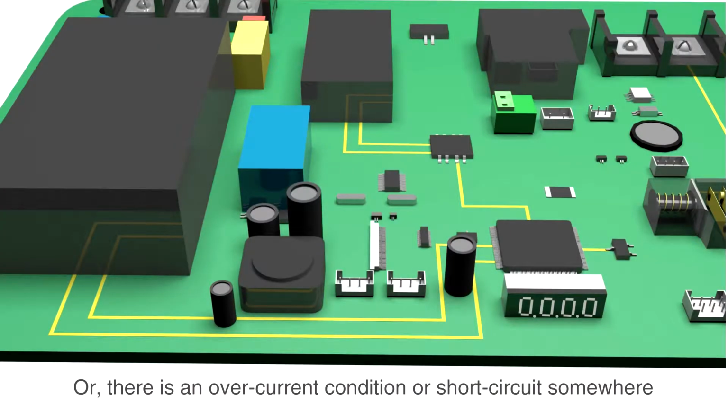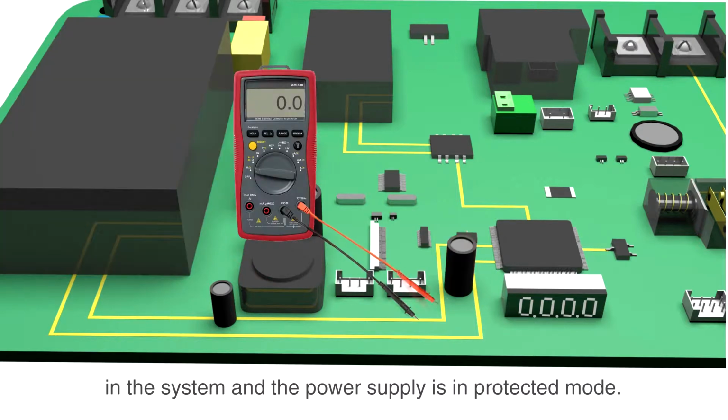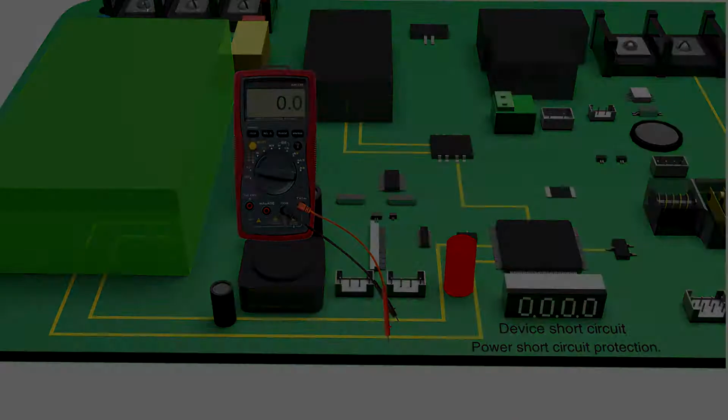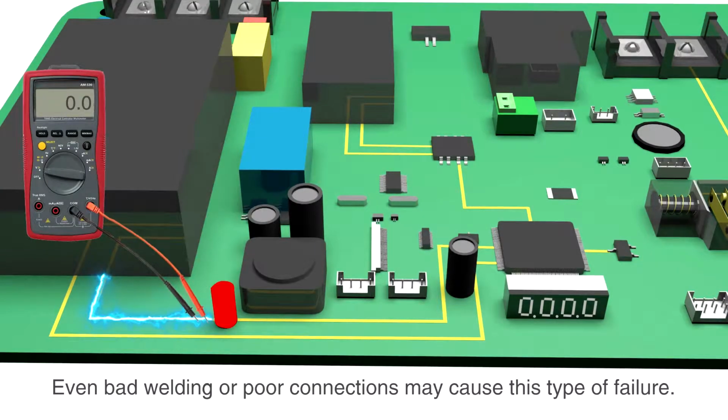Or there is an overcurrent condition or short circuit somewhere in the system and the power supply is in protected mode. Even bad welding or poor connections may cause this type of failure as well.